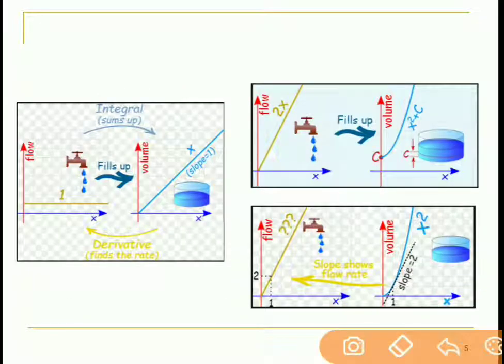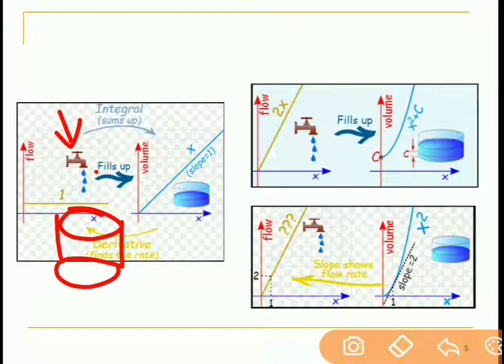Now let us consider the three figures given over here. The first figure represents a tap from which water is flowing, and with the help of this tap, the tank is getting filled. So we have a cylindrical tank which is getting filled with the water coming from the tap. The flow rate of water from the tap is constant with respect to time.